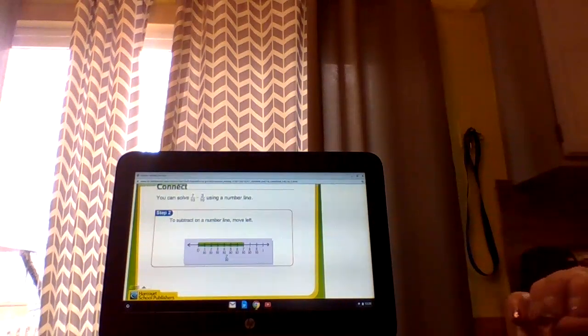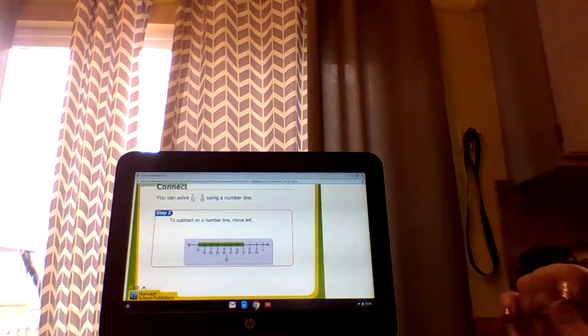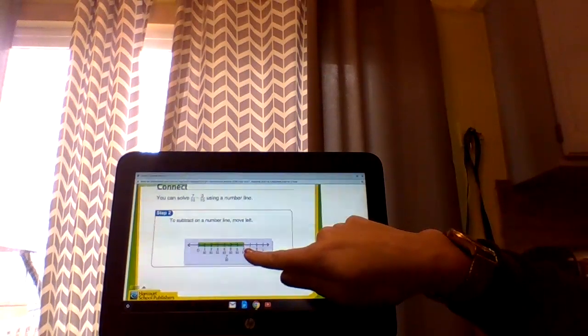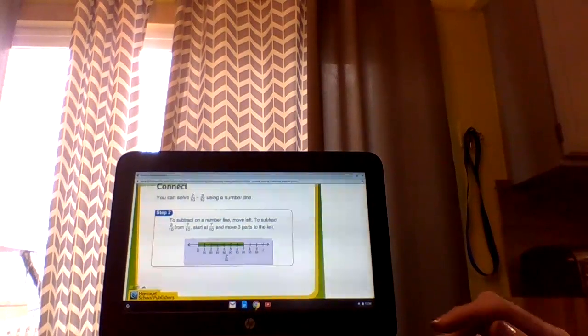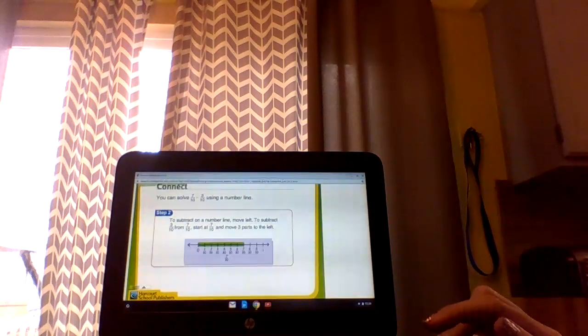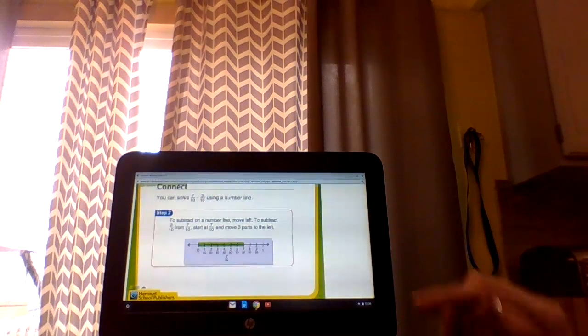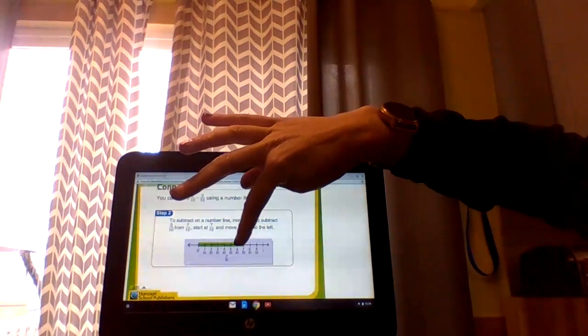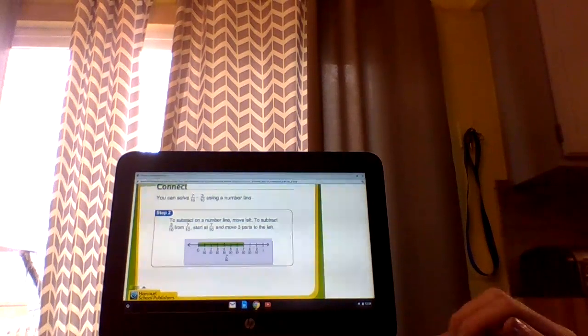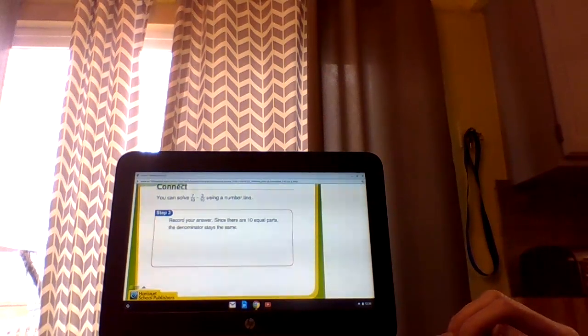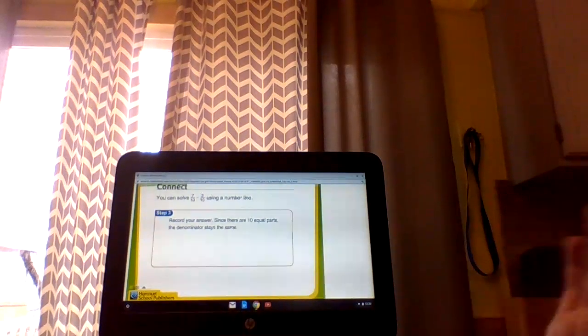Perfect. Now, to subtract on a number line, we have to start at our big number and we're taking away, so we're going to the left where it's smaller. Start at 7 tenths and move 3 parts to the left. So I'm going to hop 1, 2, 3. Where do I land? That's right, 4 tenths.